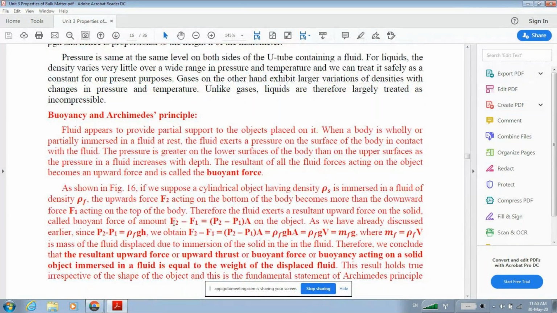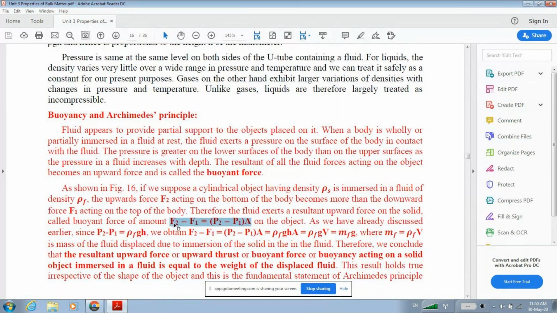As we already know, F equal to PA, or P equal to F by A, we can write F2 equal to P2 A, and F2 minus F1 equal to P2 minus P1 into A. So this is the resultant force acting on the object when submerged in a liquid. This resultant force acting on the solid when submerged in the liquid is called buoyant force. Is it clear?